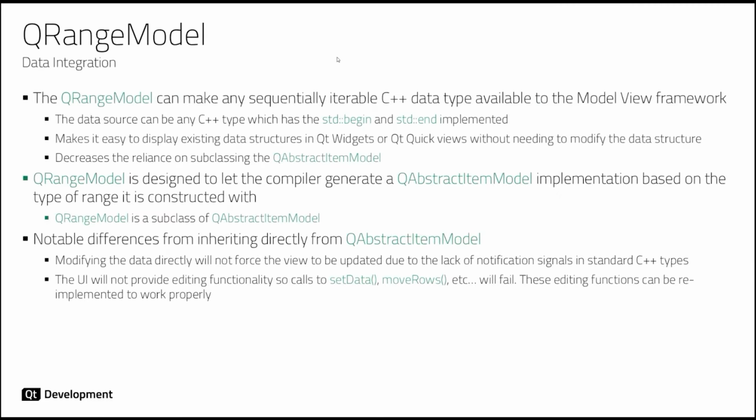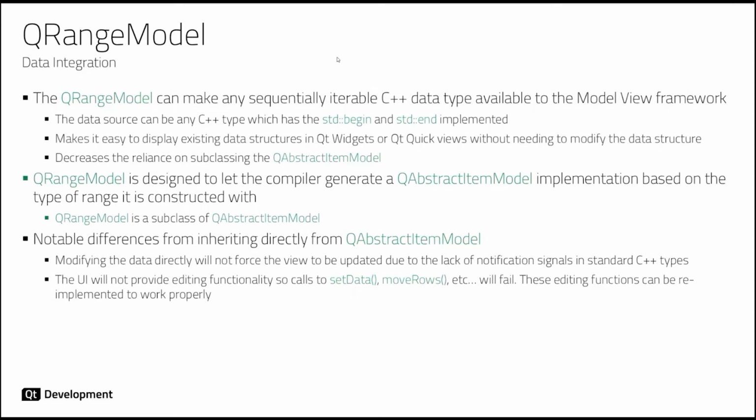All right, so the next type we're going to talk about is the QRange model. The QRange model is a bit different from the models we've talked about so far, where it is strictly a C++ type, but it basically allows you to make any of the C++ types from the standard template library much easier to quickly display in a Qt Quick or Qt Widgets view.